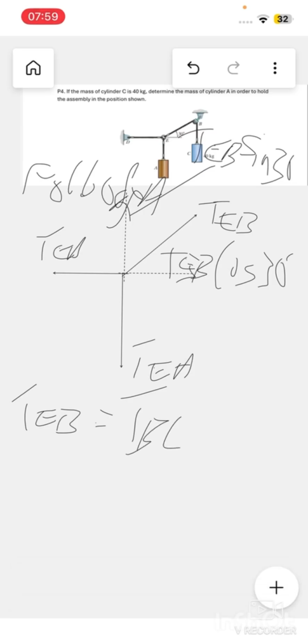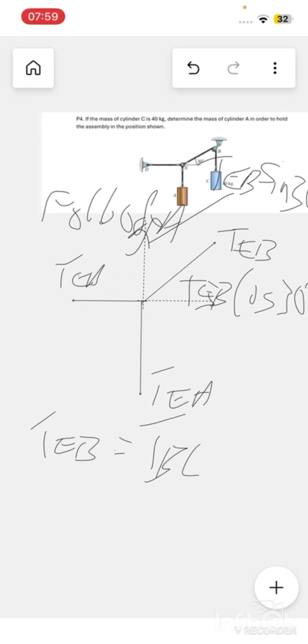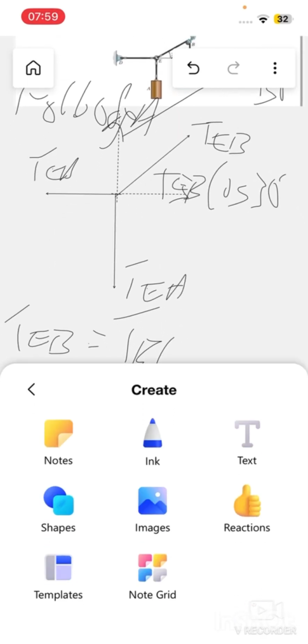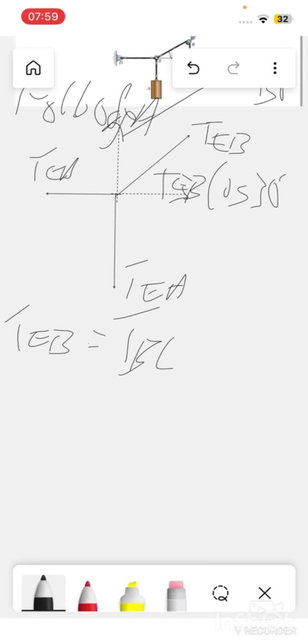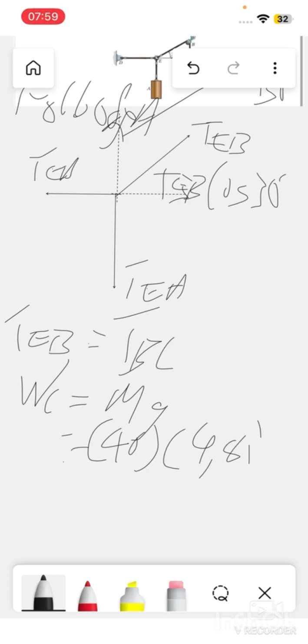How do we get TBC? TBC is going to be WC, which is equal to mg. Therefore, we have the mass, which is 40, multiplied by 9.81. Taking the calculator, 40 multiplied by 9.81 gives us 392 Newton. Fine, that is that. And we also have the angle here, which is 30. This angle is 30.